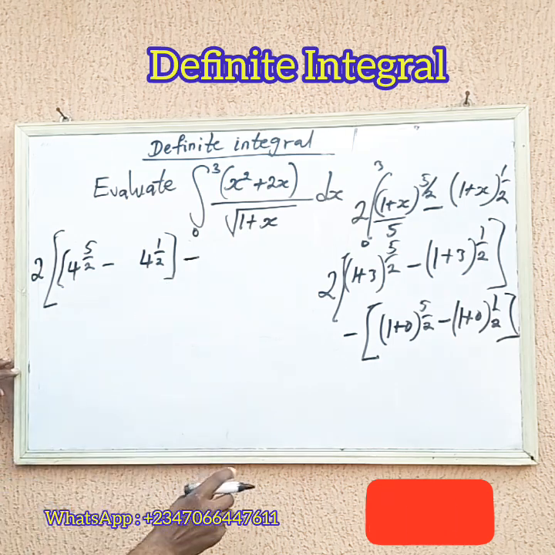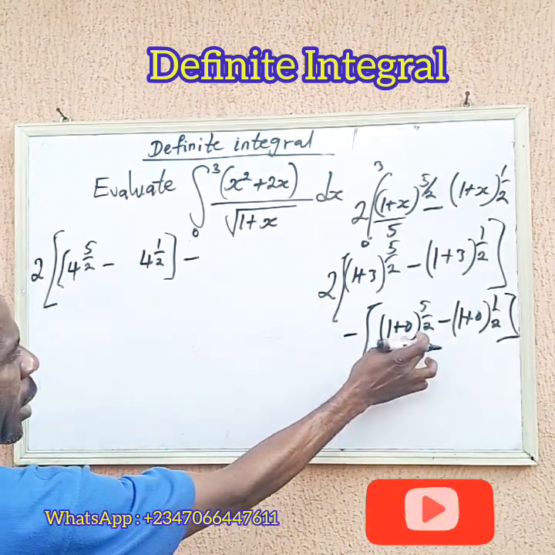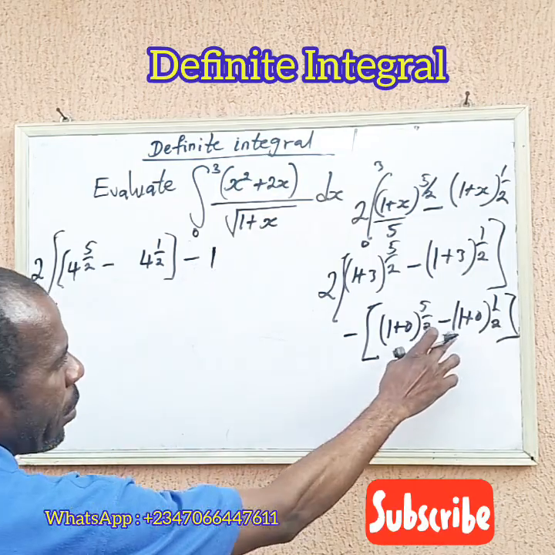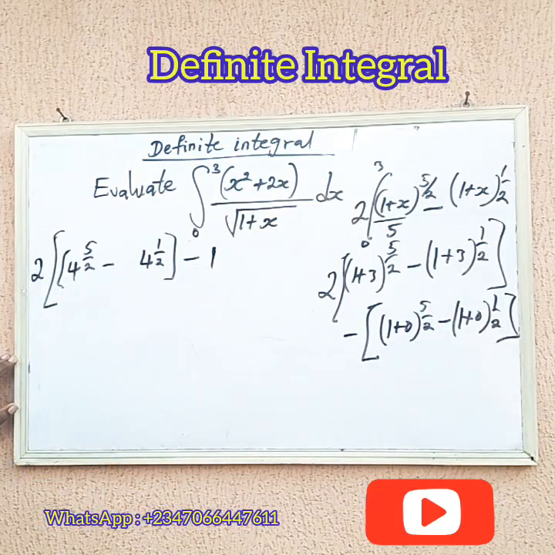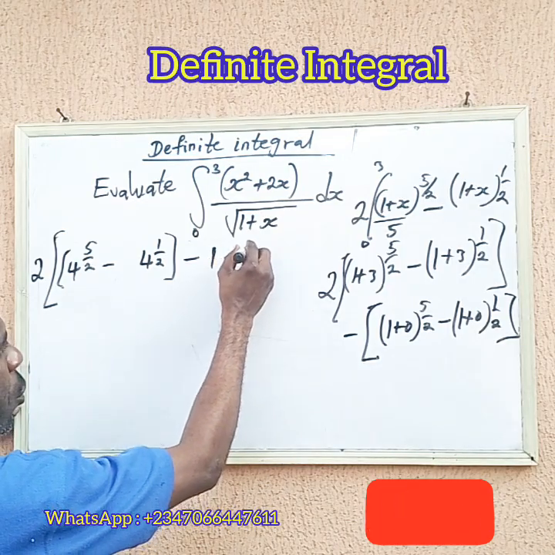Okay, then minus what we have here. 1 plus 0 is 1. Then 1 raised to power 5 over 2 is still 1. Okay, then minus 1 plus 0 is 1 raised to power, that is minus 1.